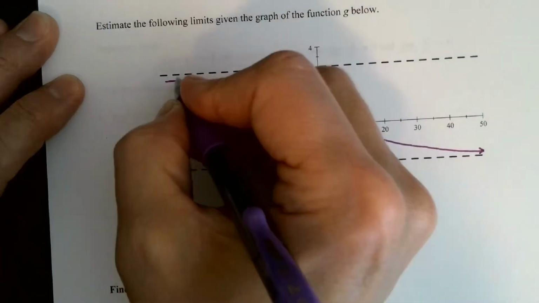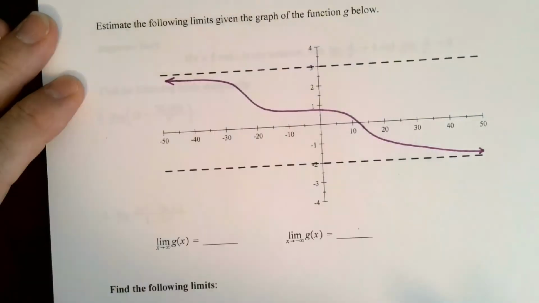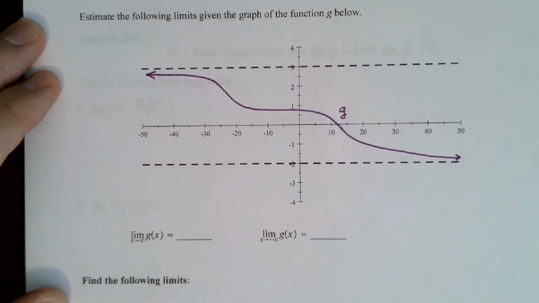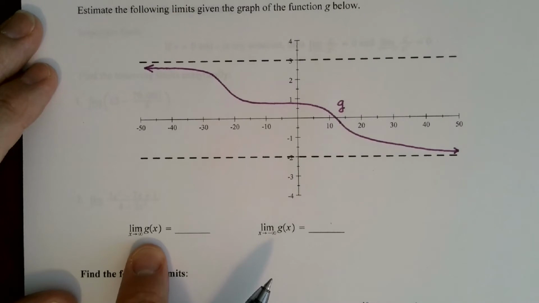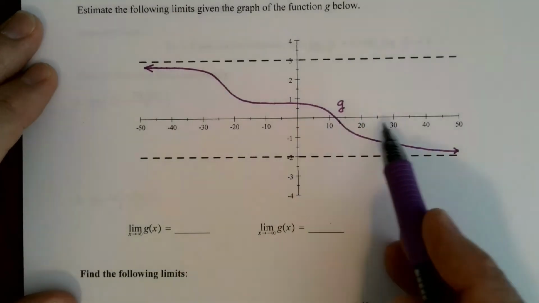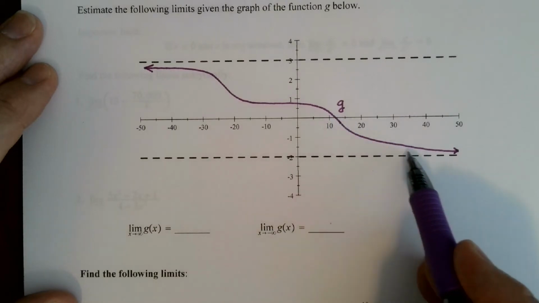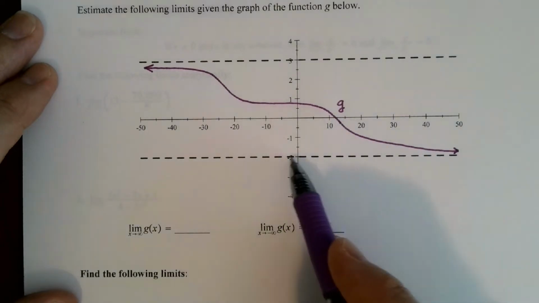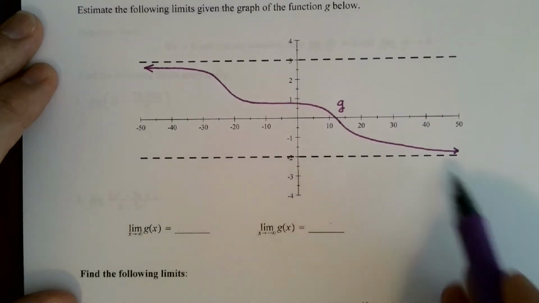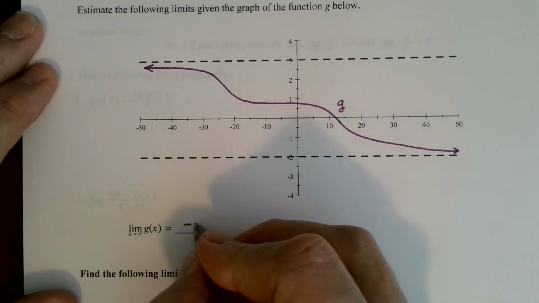The dashed lines represent horizontal asymptotes for my function. Here's the graph of the function g. Okay. What's the limit as x goes to infinity of g of x from this graph? Well, as x gets larger and larger, the graph appears to be getting closer and closer to this horizontal asymptote, which is at y equal -2. So as we go to positive infinity, we're approaching -2.